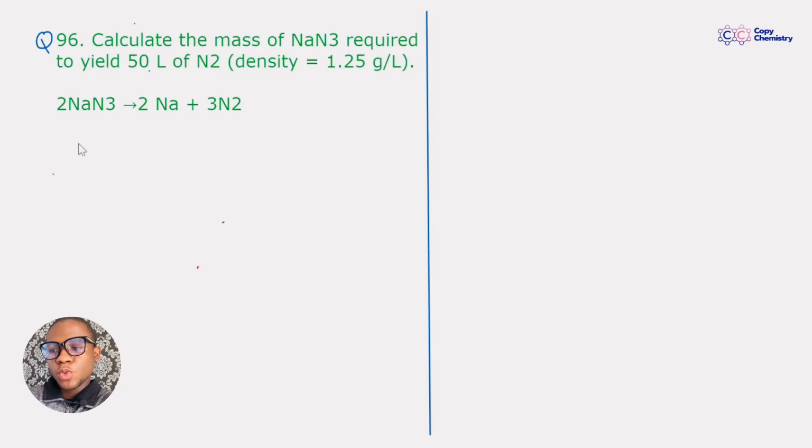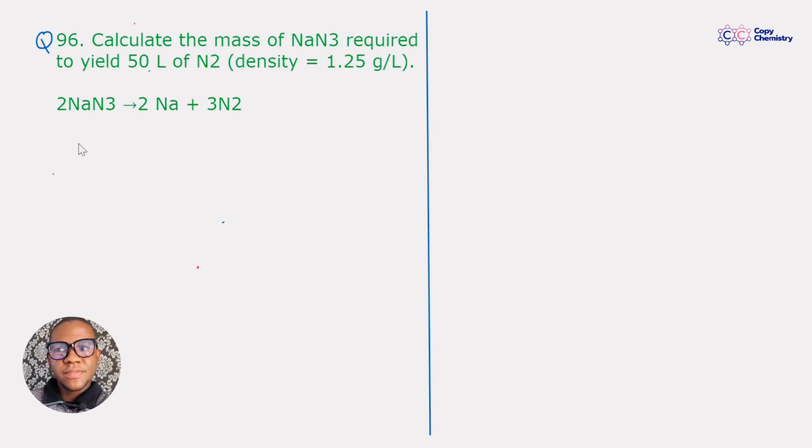Right, so let me tell you what goes on in my head when I look at this kind of question, 96, right? To calculate the mass of NaN3 required to yield 50 liters of N2, they've given us the density of N2. So what I do first is I would say density equals mass over volume. If I already know the density and I know the volume, 50 liters, I can get the mass of N2 that I want to produce.